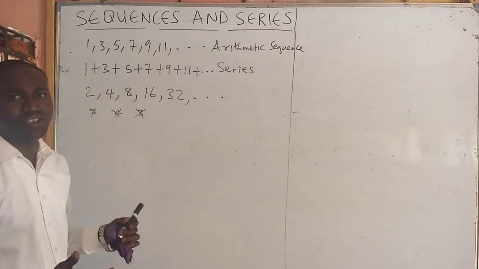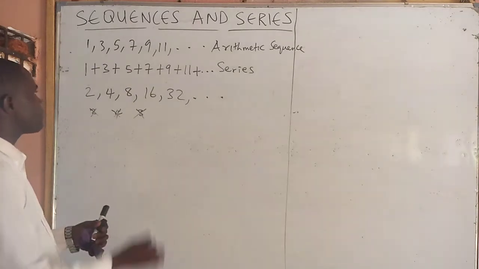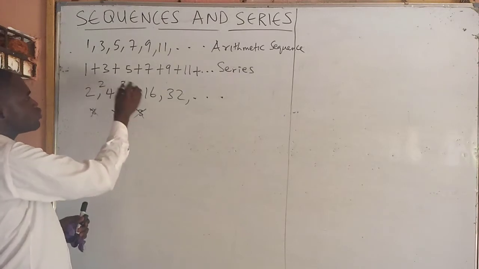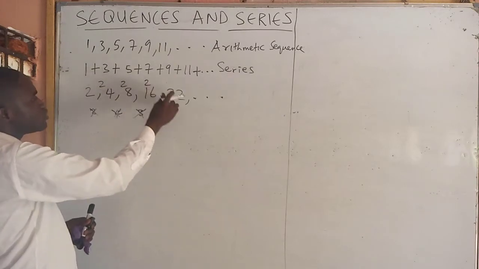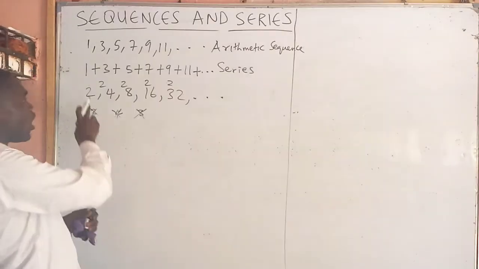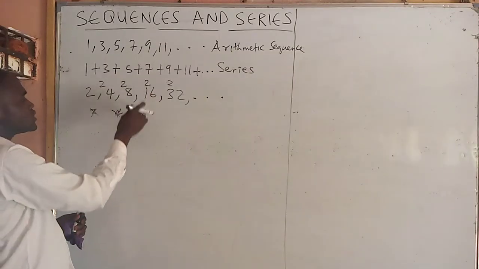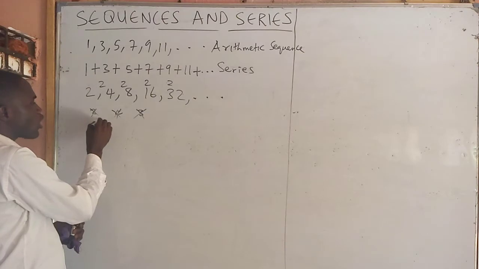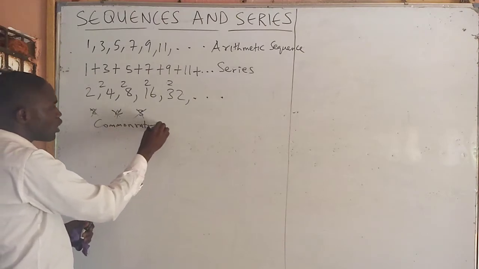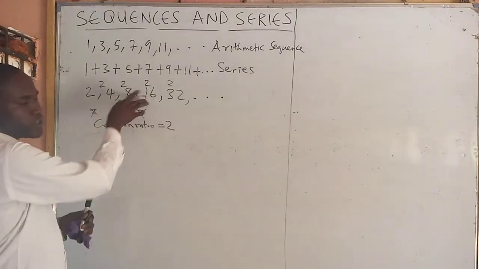Does it mean that it is the only way you can check whether it is a sequence or not? Let's check in another way. 4 divided by 2, 2. 8 divided by 4, 2. 16 divided by 8, 2. 32 divided by 16, 2. Wow. So we also have common answer. Because we got this by division, the common answer is called common ratio. We say common ratio is equal to 2 because we got common answer from division.